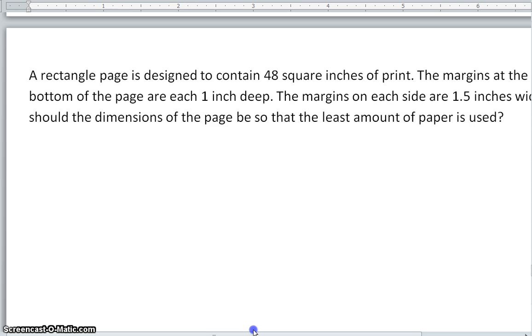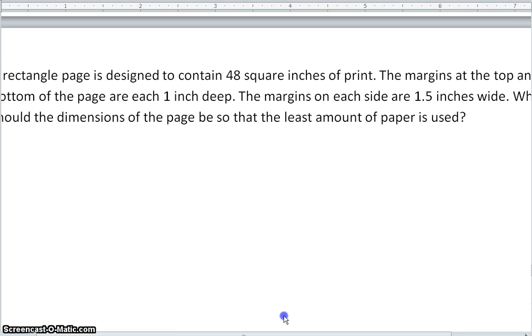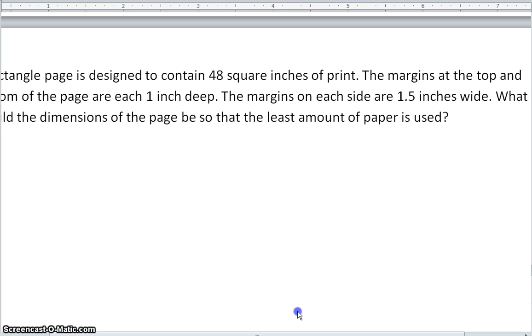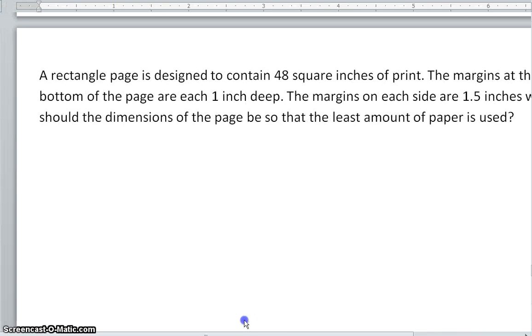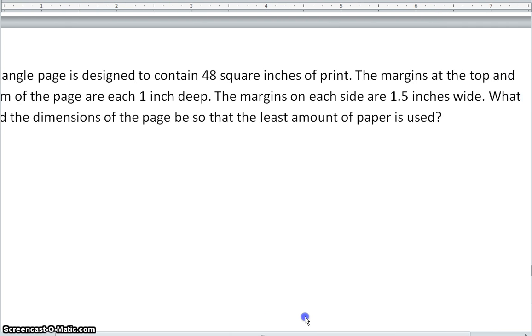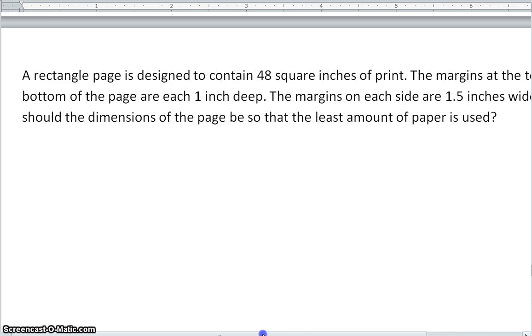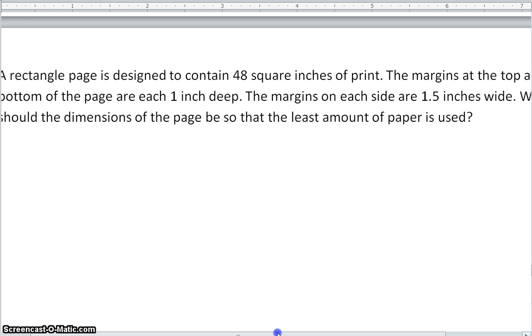So let's talk about this last problem. It says, a rectangular page is designed to contain 48 square inches of print. The margins at the top and the bottom are 1 inch deep. The margins on the side are 1.5 inches wide. What should the dimensions be so that the least amount of paper is used?